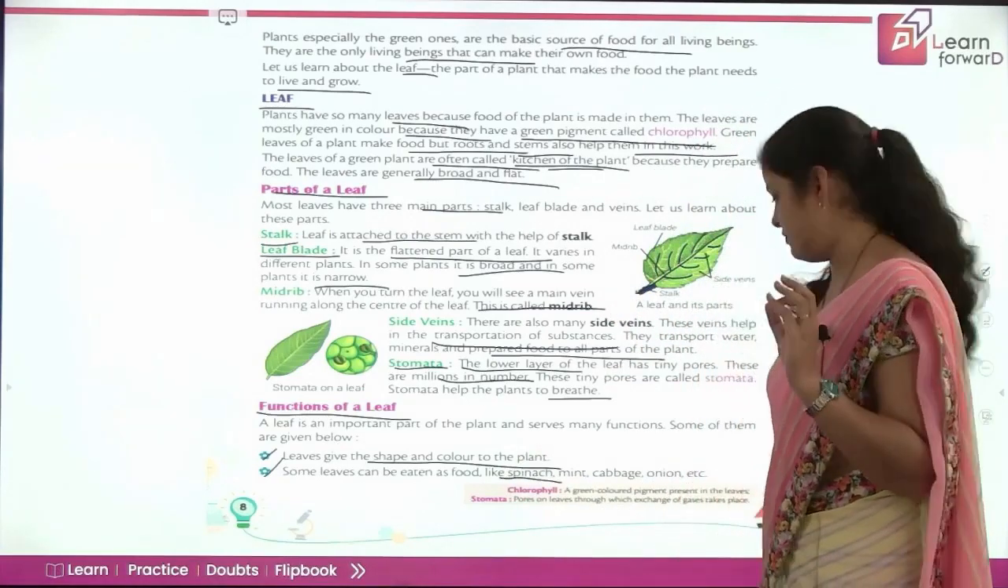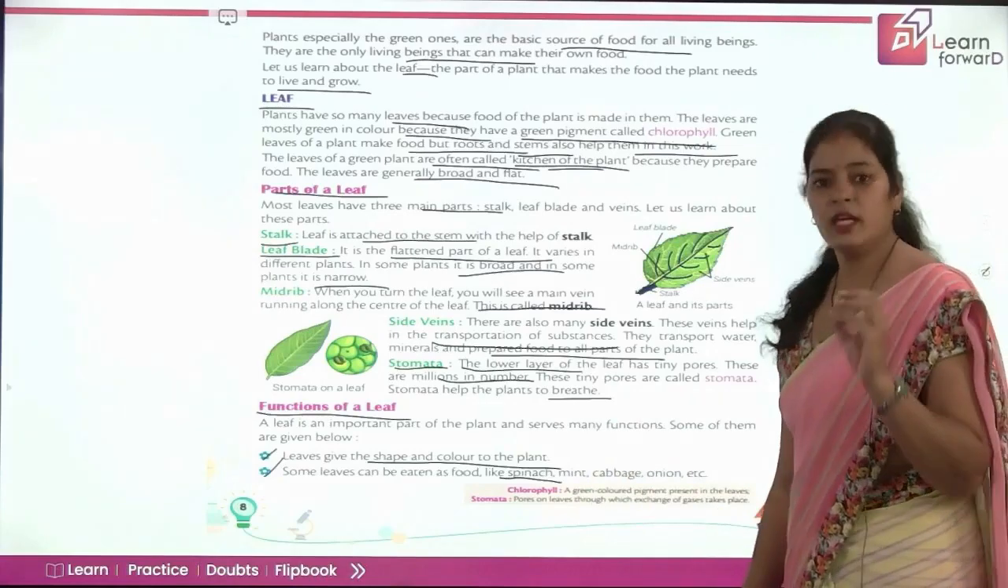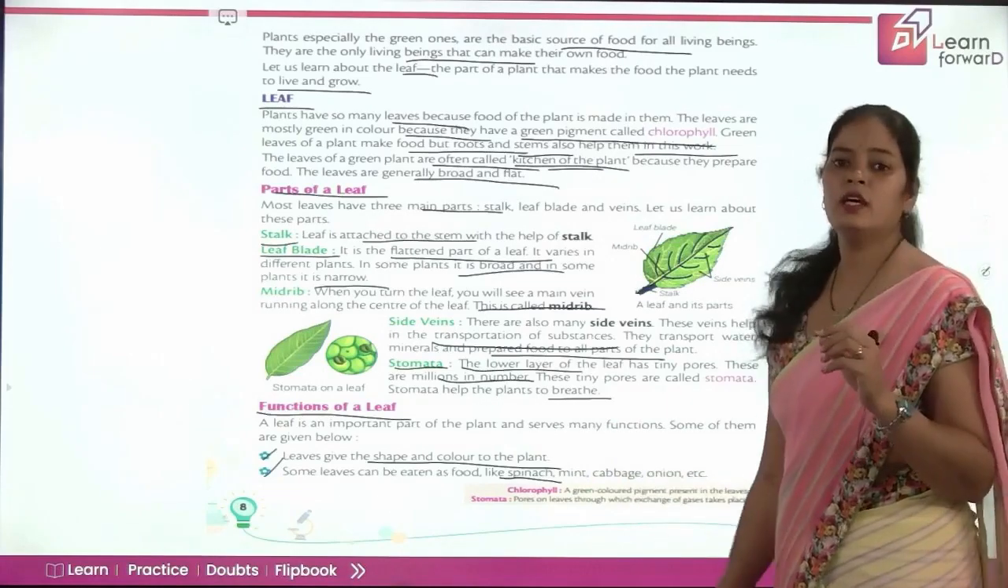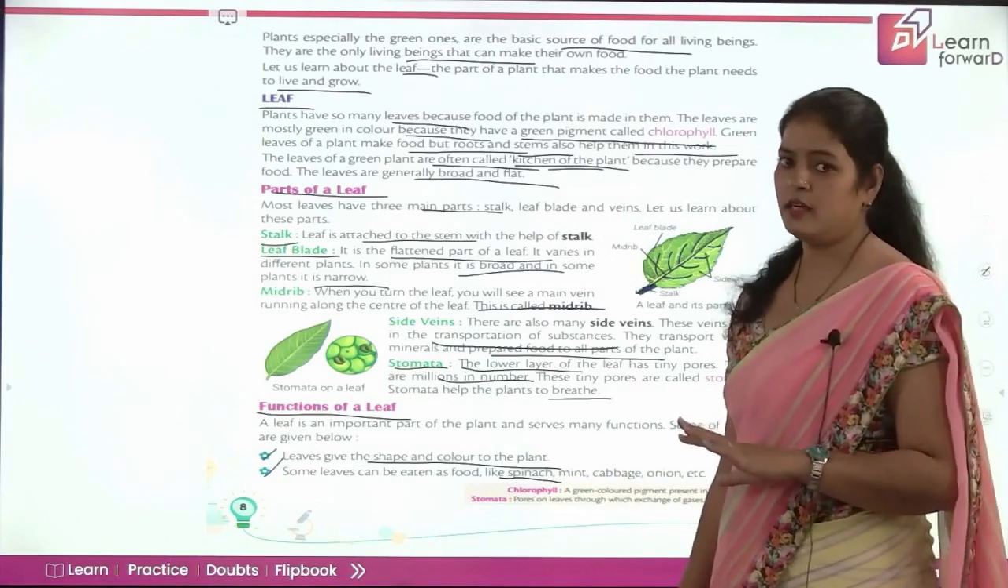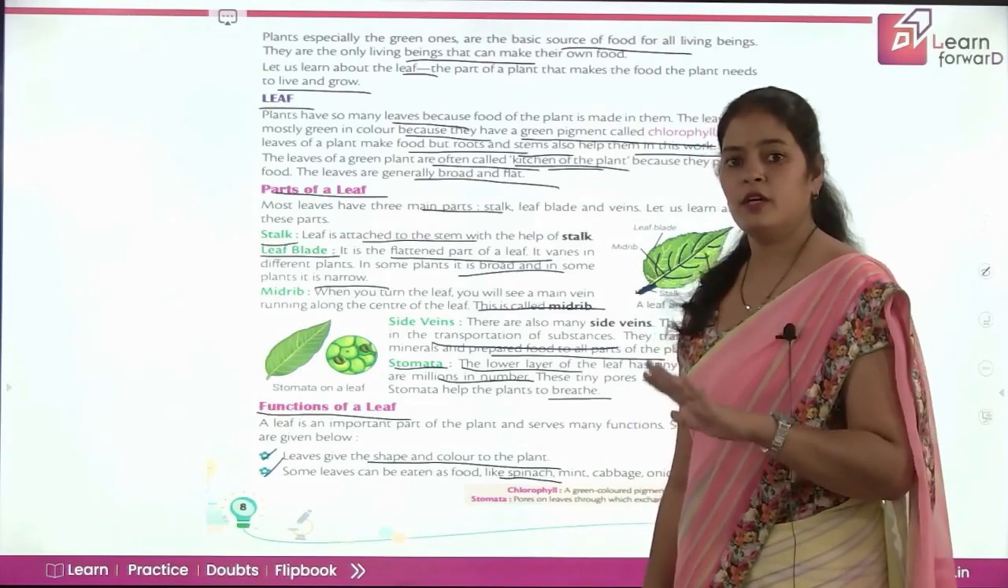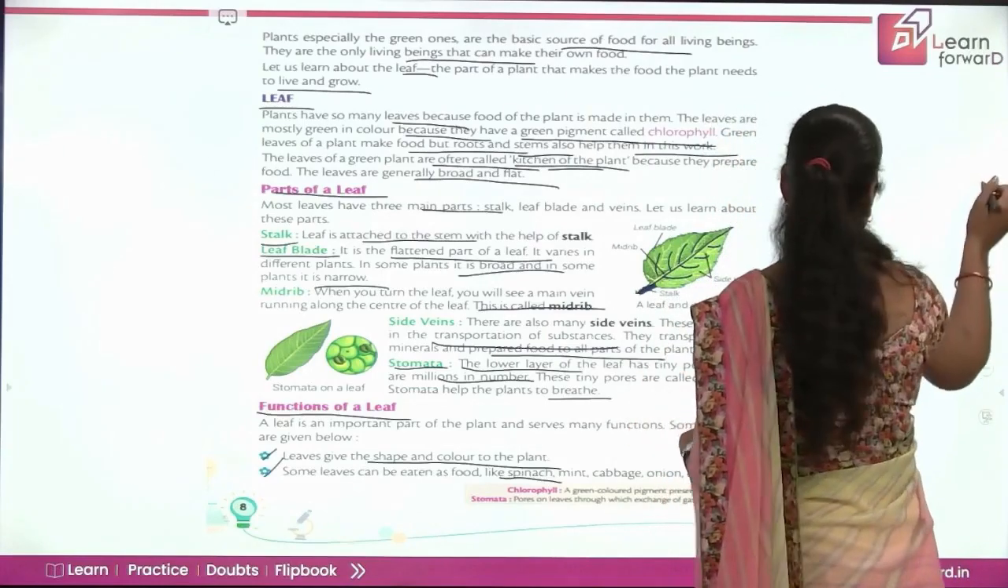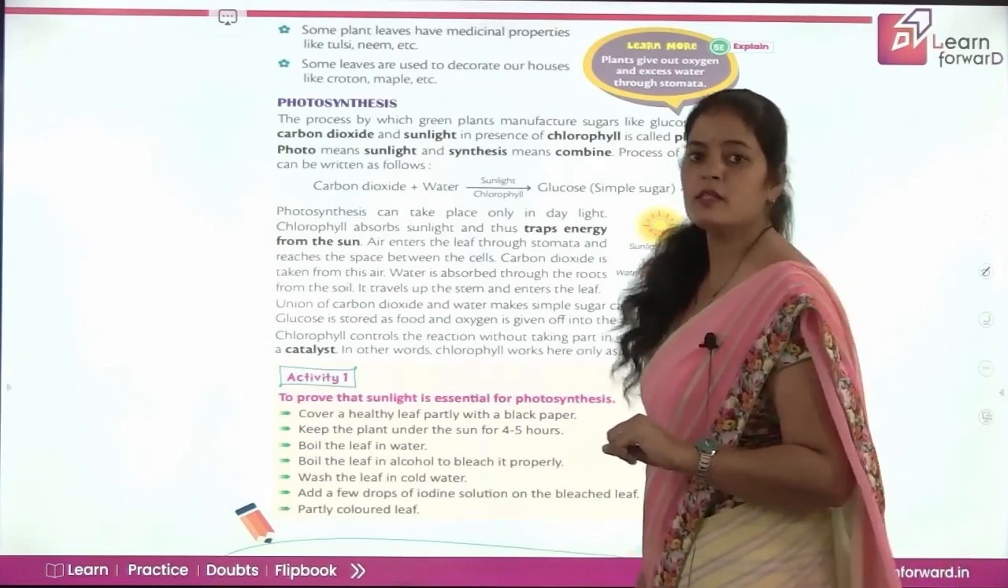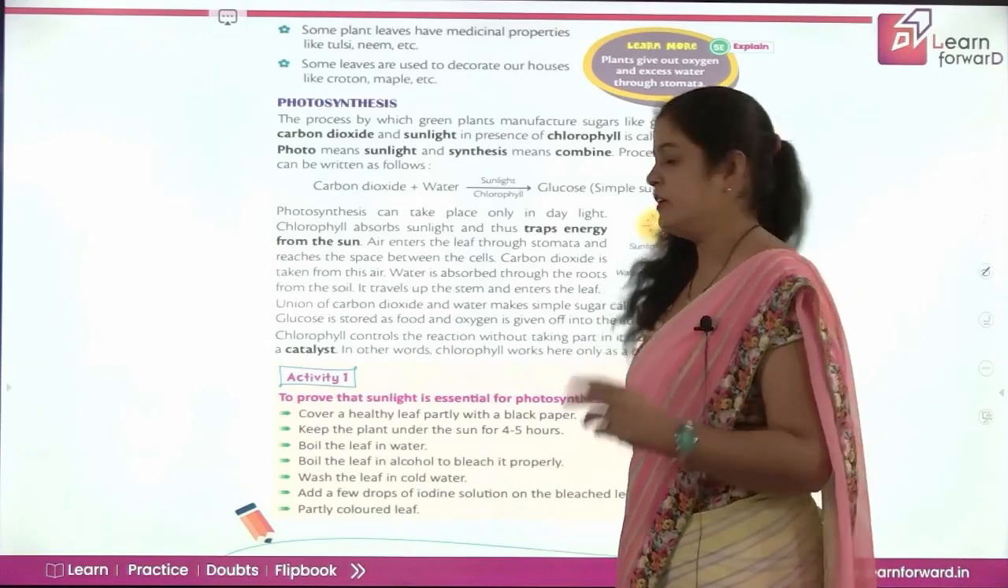Means edible leaves. Okay. Mint, coriander, cabbage, onion. These all are leaves of the plant. So these are edible parts of the plant as well. We generally don't eat leaves of every plant, but some of the vegetables are leafy.